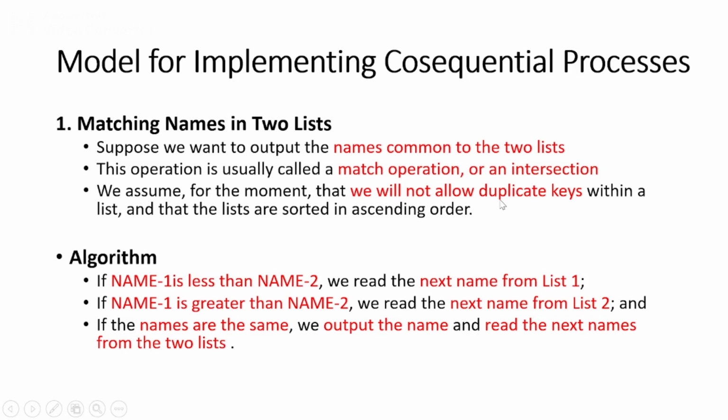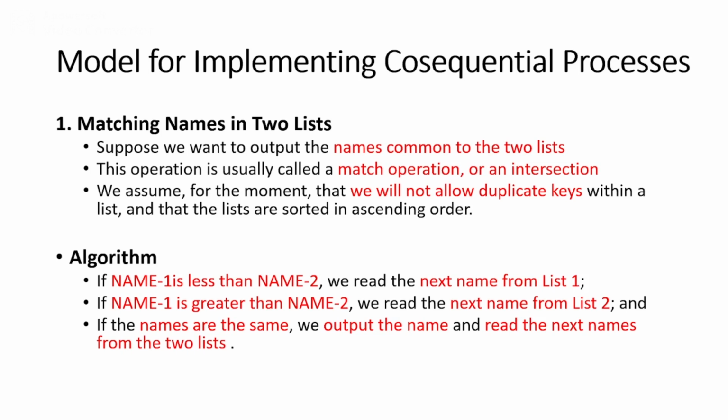So let us see an object-oriented model for implementing co-sequential process. The first thing we are going to study here is matching the names in two different lists. Suppose we want to output the names which are common to the two lists. This operation is usually called the match operation. You will be having two different lists, and the common names from each list we are going to match, and we are going to get them in the output list, or we can call it intersection.